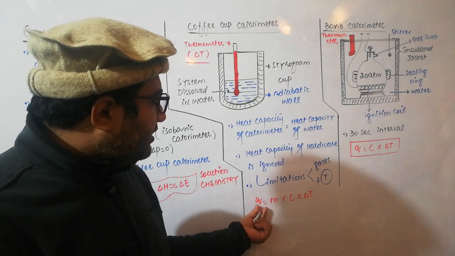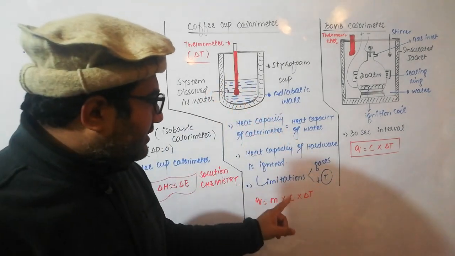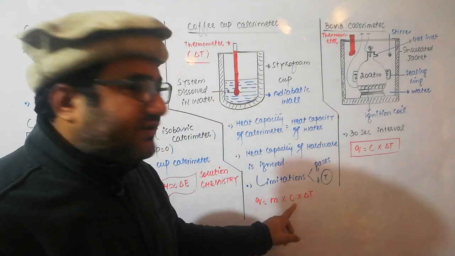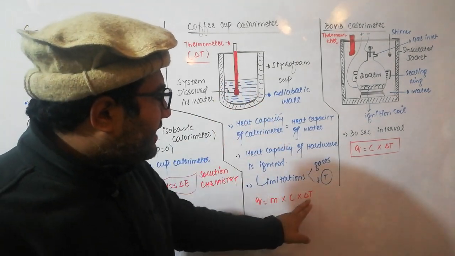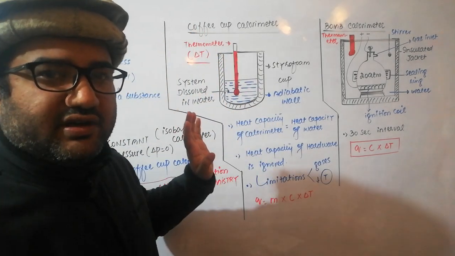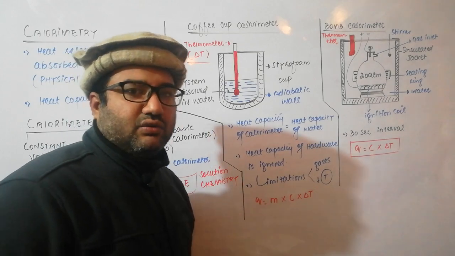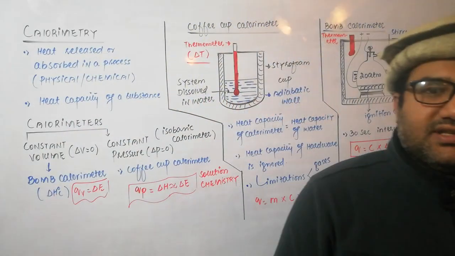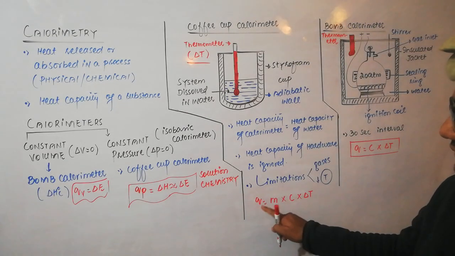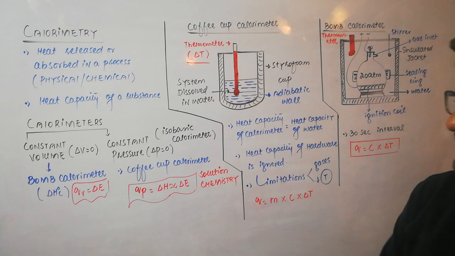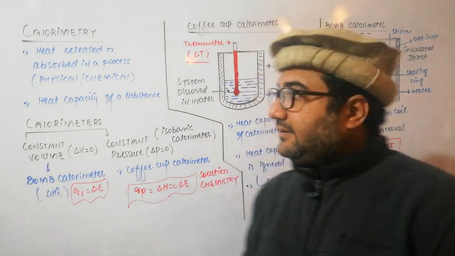Q is equal to mass times specific heat capacity times change in temperature. This one is the mass, and usually the mass of the water is taken. This one is the specific heat capacity, and that is also of the water which is inside it. And the change in temperature is provided by the thermometer. So when you put all these values in, you will get Q, and this Q will be the change in enthalpy, because we are discussing the constant pressure calorimeter, and in this way the enthalpy of the reaction is found.